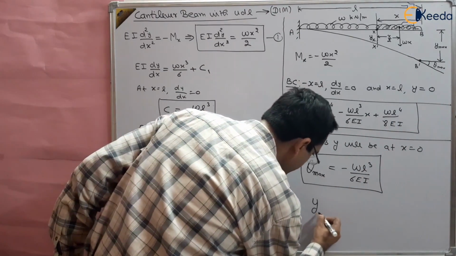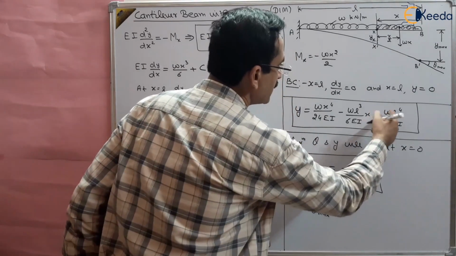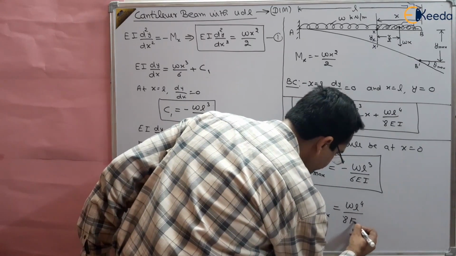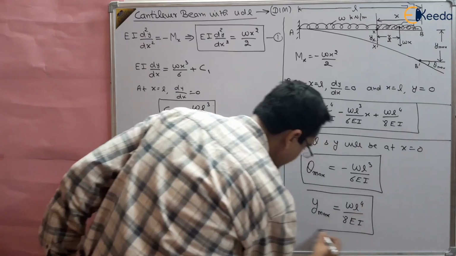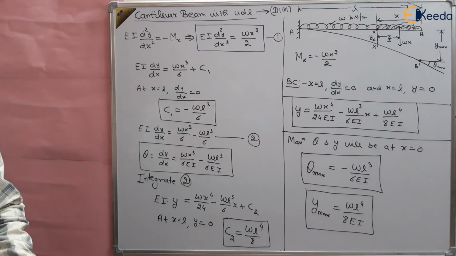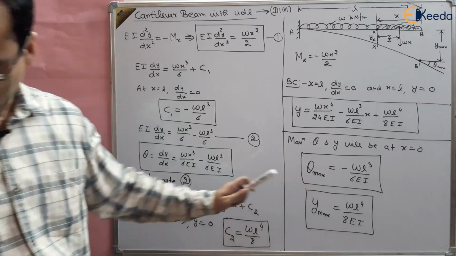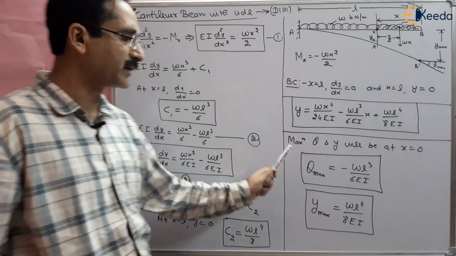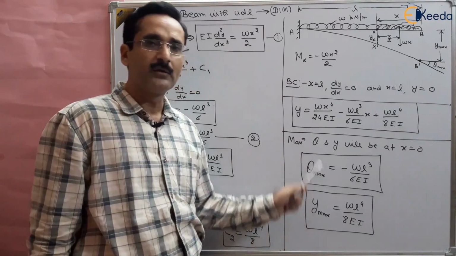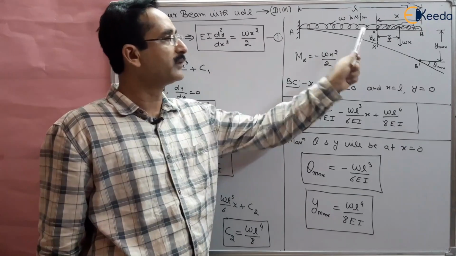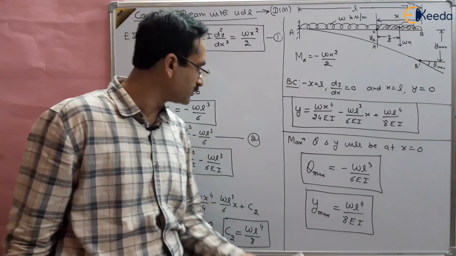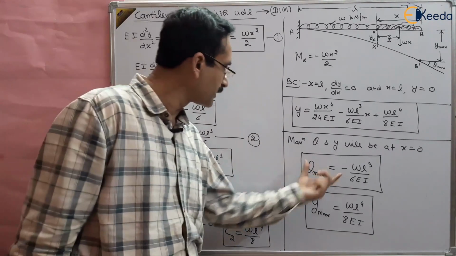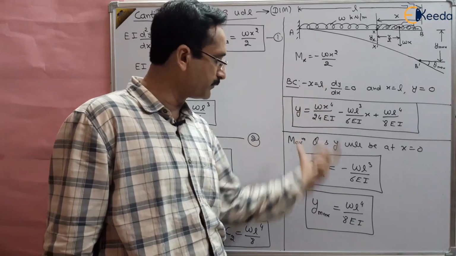So y max will be equal to WL to the power 4 by 8 EI. So this is the maximum deflection and maximum slope. Let me confirm: WL to the power 4 by 8 EI, and minus WL cube by 6 EI. So this is the maximum slope and this is the maximum deflection for a cantilever beam which is loaded with UDL on the entire length. So this is how we can find out the slope as a function of x and maximum slope, deflection as a function of x and maximum deflection.